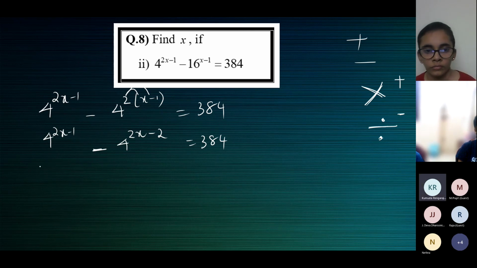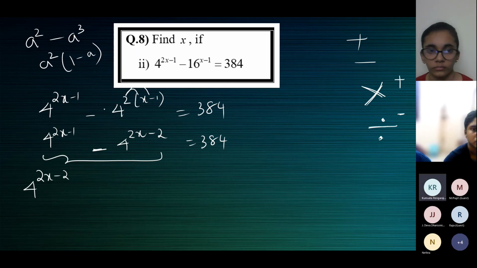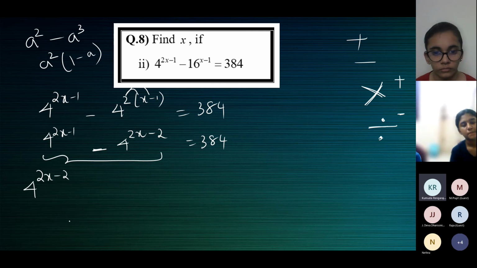So now what you have to do is to simplify this further. We need to take out something common between these two. Now just listen to me. Suppose you take out 4 to the power of 2x minus 2 common. Like when you have a squared and a cubed, you take out a squared common, and in the bracket you will write 1 minus a. Similarly, between these two, I'm taking this 4 to the power of 2x minus 2 common.